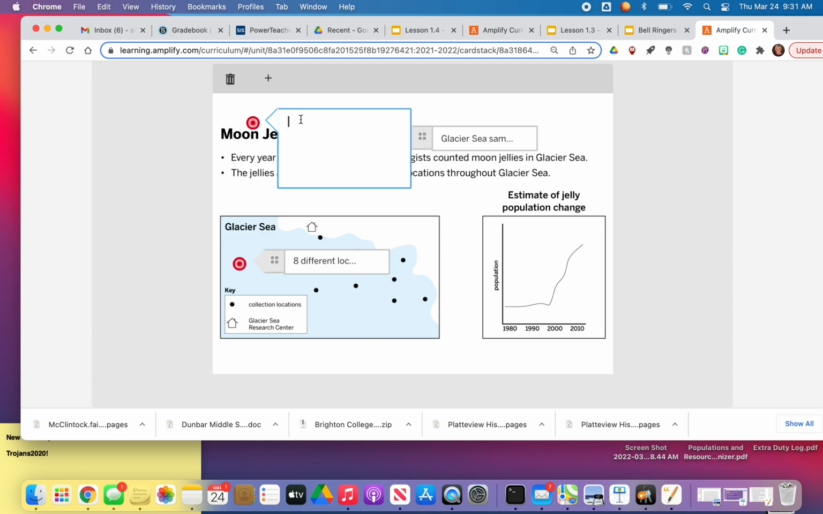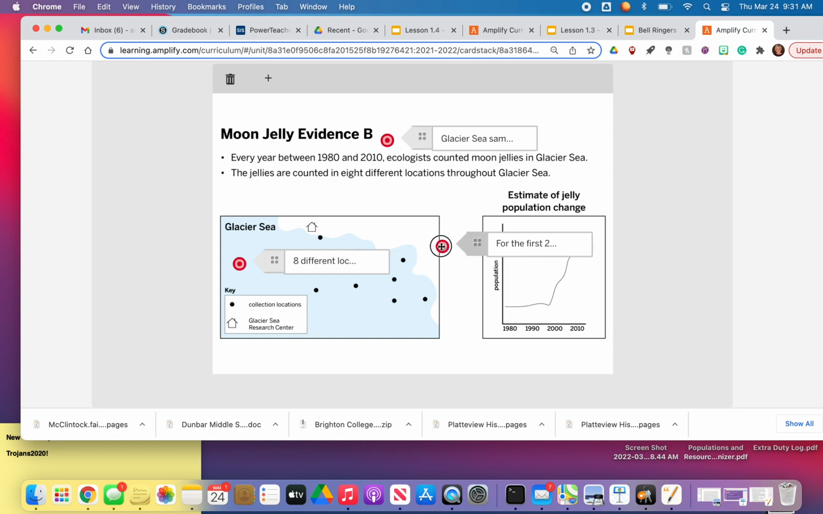Looks like for the first 20 years, the population was stable. There was an increase during the last 10 years. Okay, so I'm going to move that. Oh, I don't like when it does that, but whatever. So that's my annotation for those.